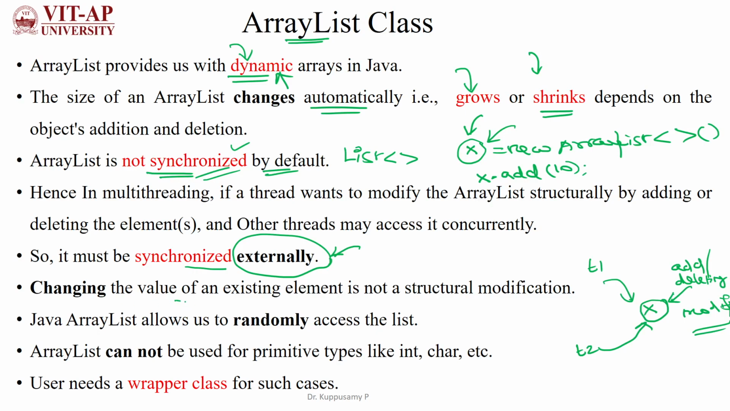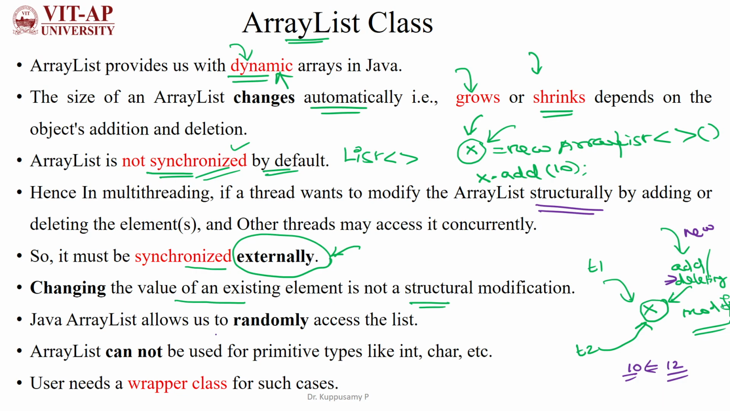Changing the value of an existing element is not a structural modification. Structural modification, as I told you, means adding an element to the object or deleting an element from the ArrayList object. Suppose X has the value 10, and 10 is modified to 12. This is not a structural modification. Structural modification means we add a new element or delete an existing element, so the number of elements in the array is modified.